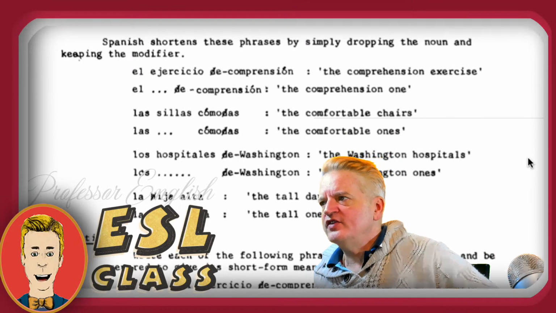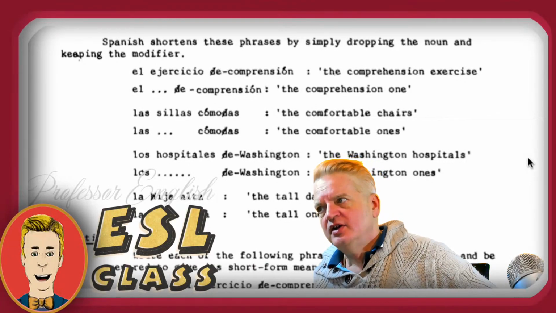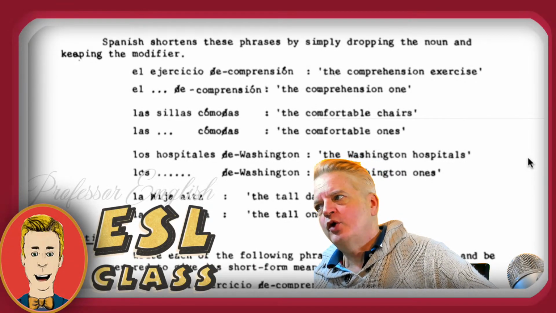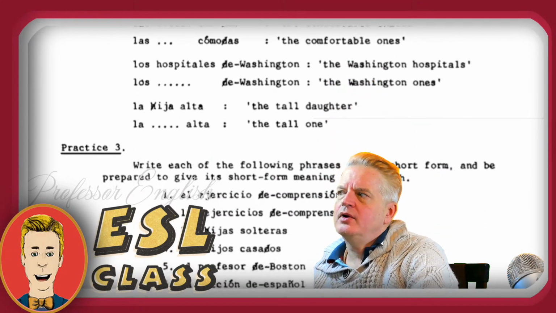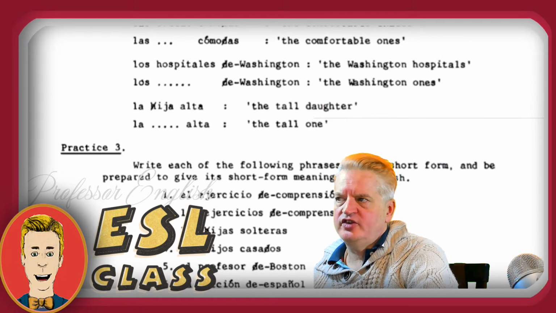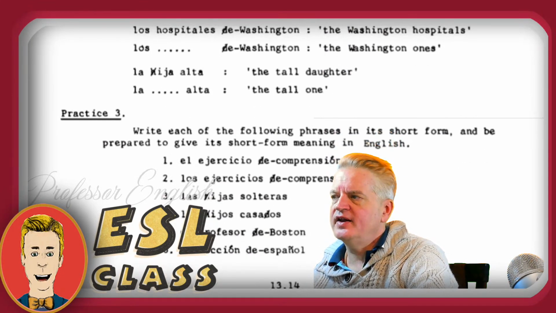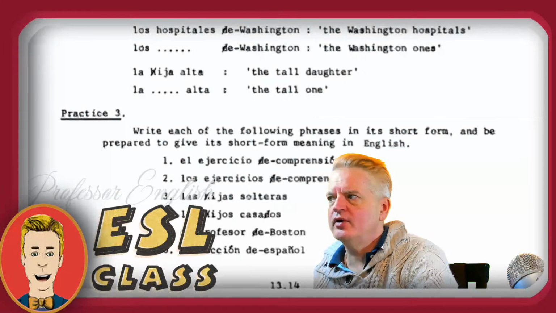Spanish shortens these phrases by simply dropping the noun and keeping the modifier. El ejercicio de comprensión, the comprehension exercise. El de comprensión, the comprehension one. Las sillas cómodas, the comfortable chairs. Las cómodas, the comfortable ones. Los hospitales de Washington, the Washington hospitals. Los de Washington. La hija alta, the tall daughter, la alta.